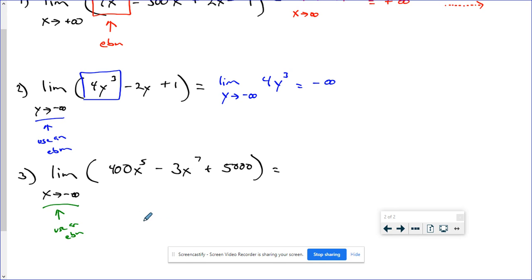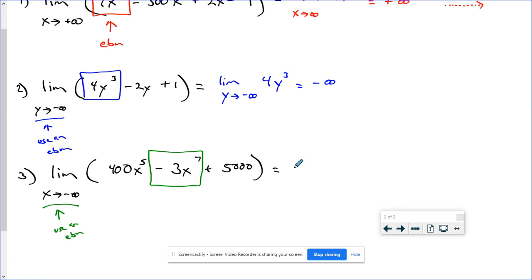Now, you may have said, yeah, it's 400x to the fifth because all of the other ones are in the front, but that's not true. Notice I tried to trick you. I threw it out of order. The EBM is the term of highest degree, and that includes the coefficient. So the term of highest degree is this guy, x to the seventh. That's the highest power. This is a polynomial of degree 7.